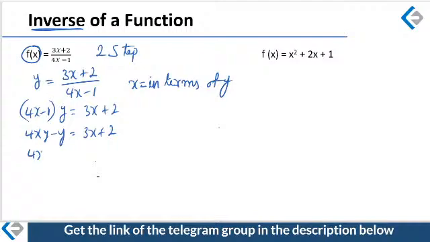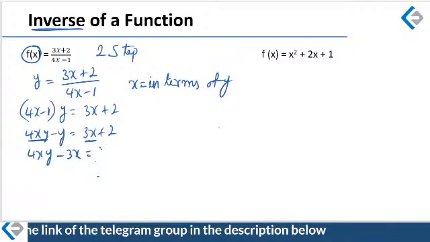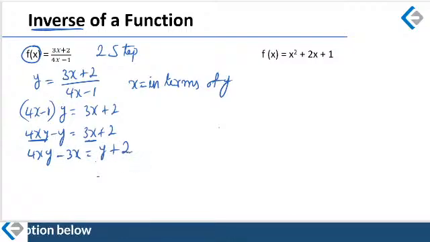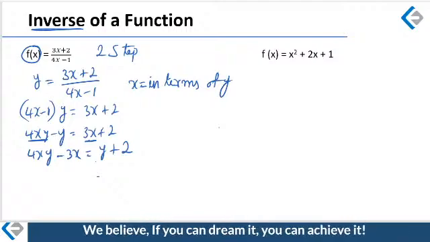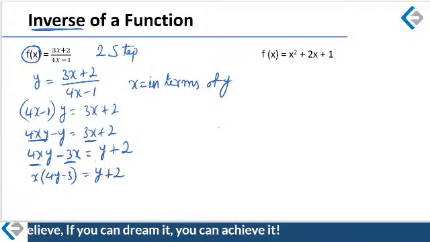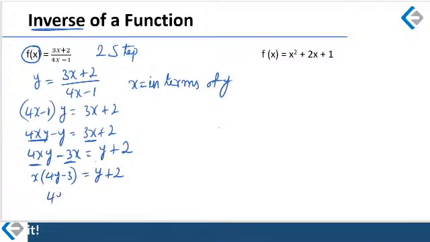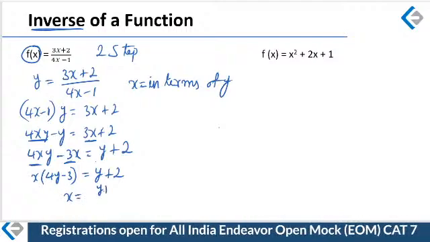Get all the x's on one side, friends. 4xy, get this, and put these two on the other side, the underlined ones. Minus 3x is equal to y plus 2. Keep all x's on one side, keep all the remaining y's on the other side. From here take x common. 4y minus 3 is equal to y plus 2. Therefore x is equal to y plus 2 divided by 4y minus 3.